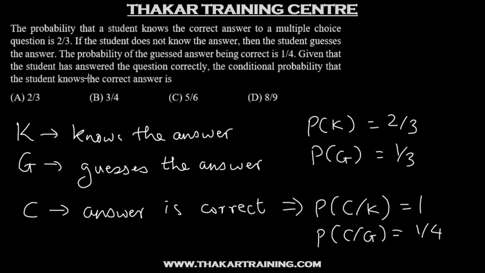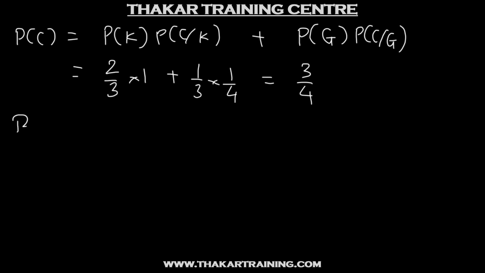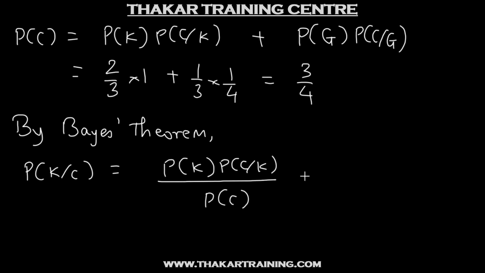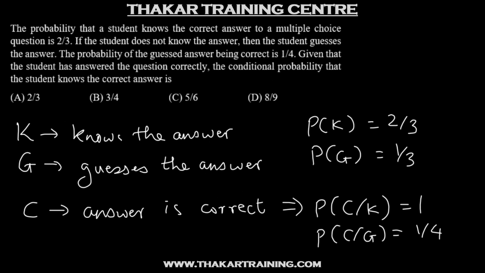Now we need to find out, given that the student has answered the question correctly, the conditional probability that the student knows the answer. So we'll apply Bayes theorem now. Probability that the student knows the answer when he gets it correct will be the probability that the student knows the answer and he gets it correct, upon the probability that he gets the answer correct. Now we'll put down the values and simplify. We get 8 by 9. So the answer for this question will be 8 by 9, that is option D.